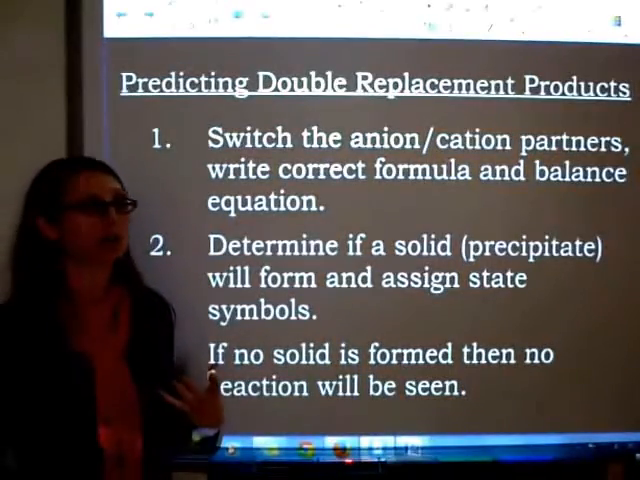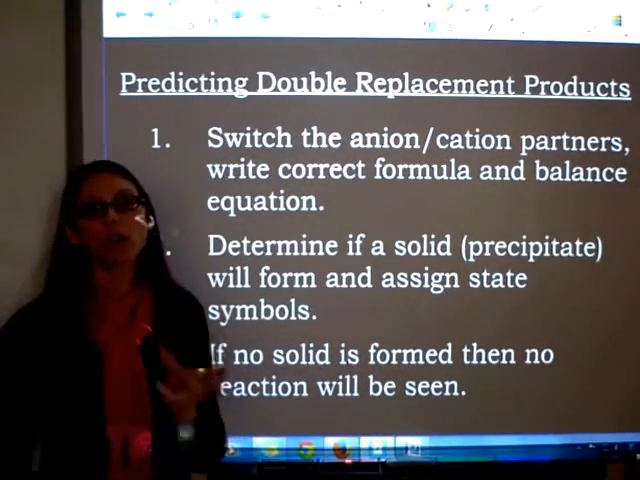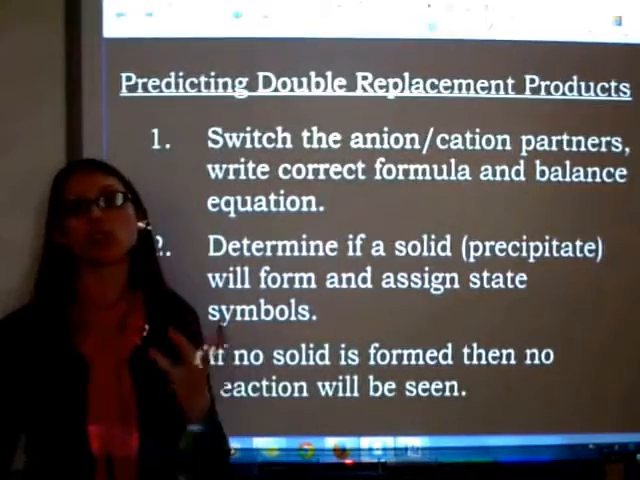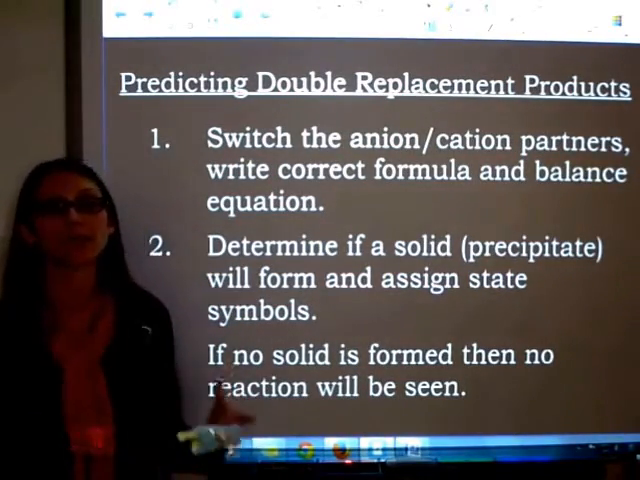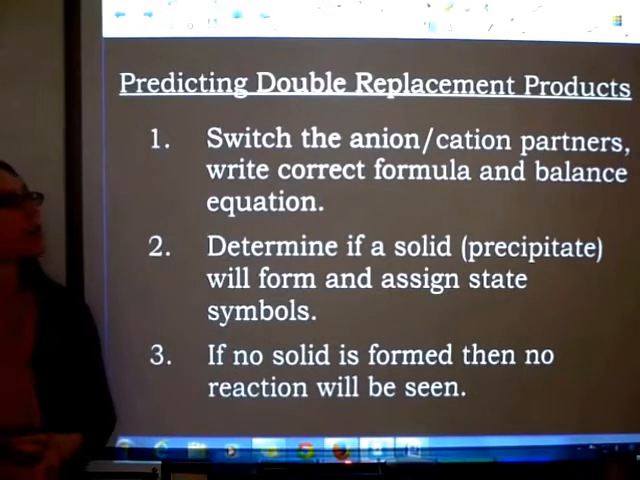Anion and cation partners. And when you do that, the question is, do you see a product form? If you actually do the reaction, will you observe something happen? So here's the process we're going to follow.